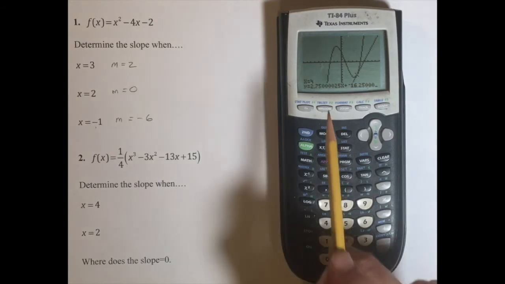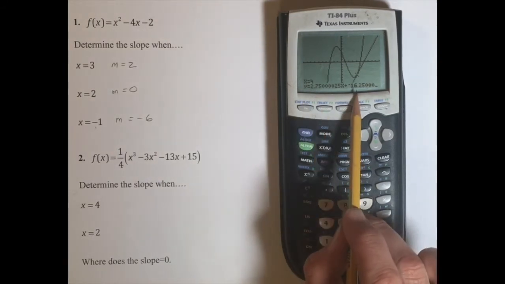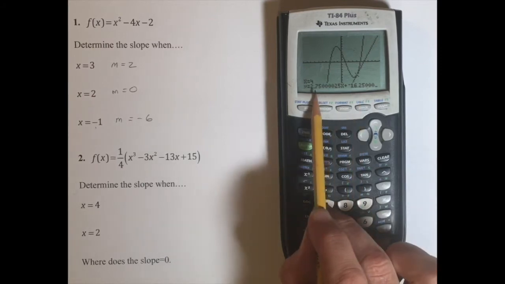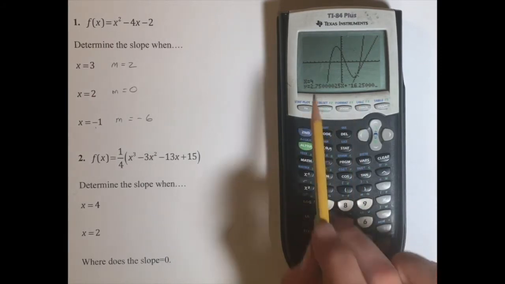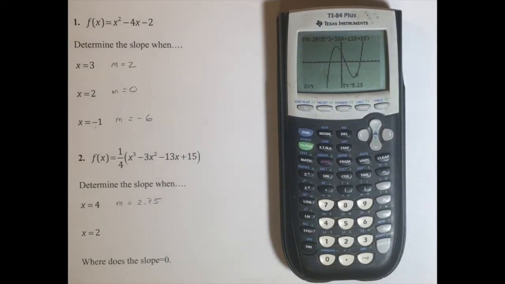The equation of that tangent line is y equals 2.75x minus 16.25. The slope of that line is 2.75, which means the slope of the curve there is 2.75. And that makes sense. The slope is positive. The graph is going uphill at that point.